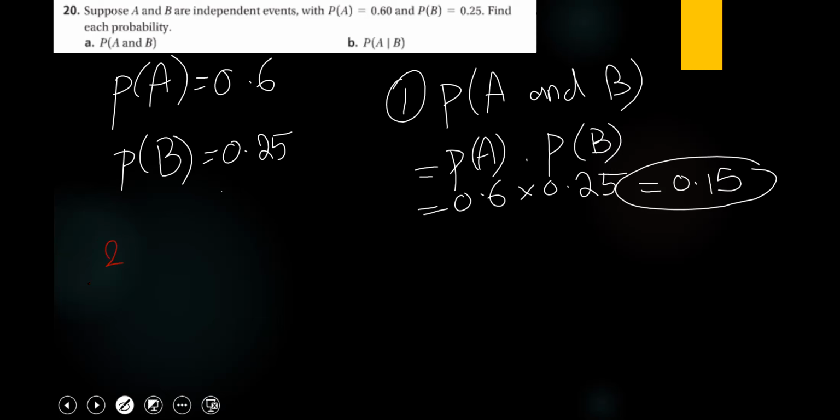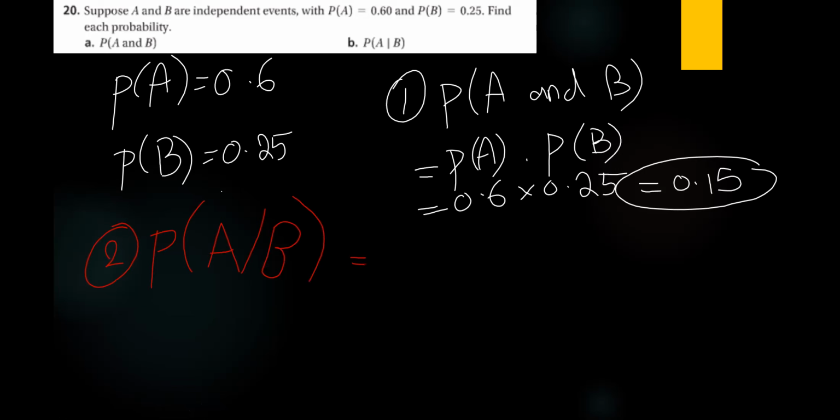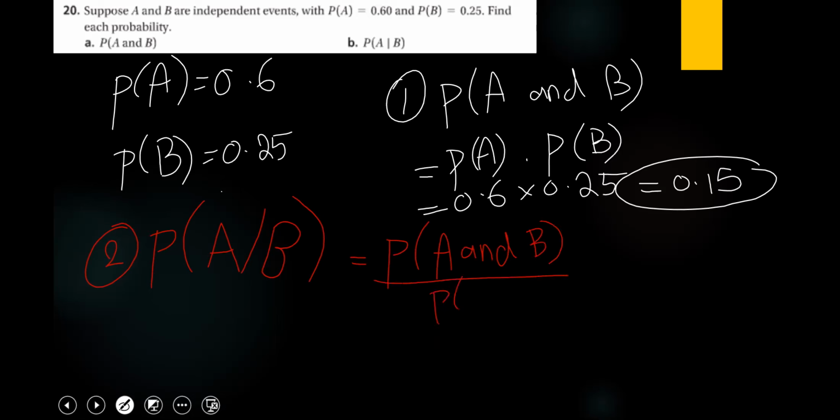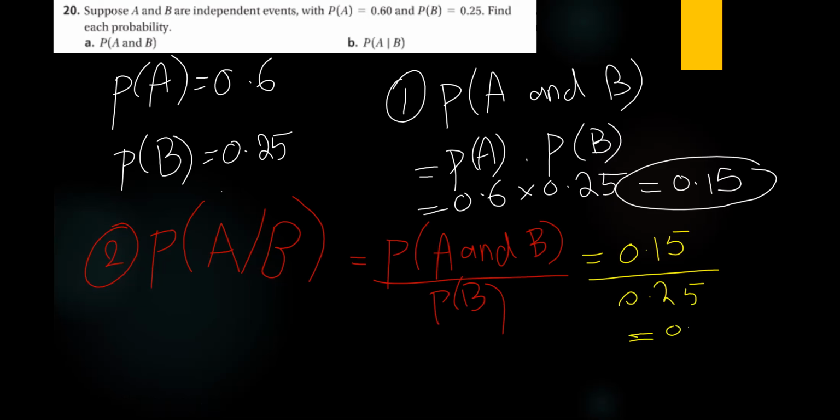Now, let's solve number 2. In number 2, we have to find the probability of A given B. It is the probability of A and B over the probability of B. The probability of A and B is 0.15, which we found before, over the probability of B, 0.25. So 0.15 over 0.25 is 0.6.